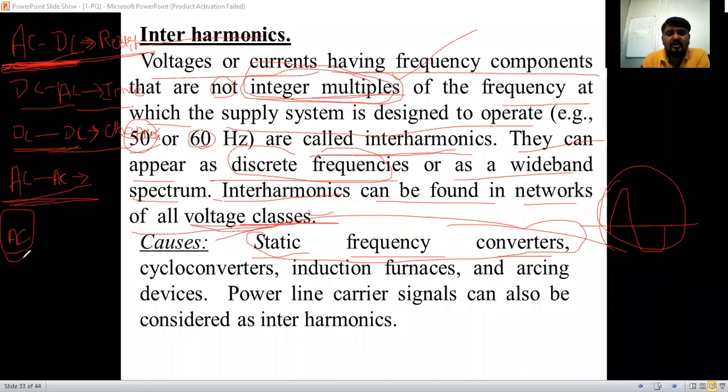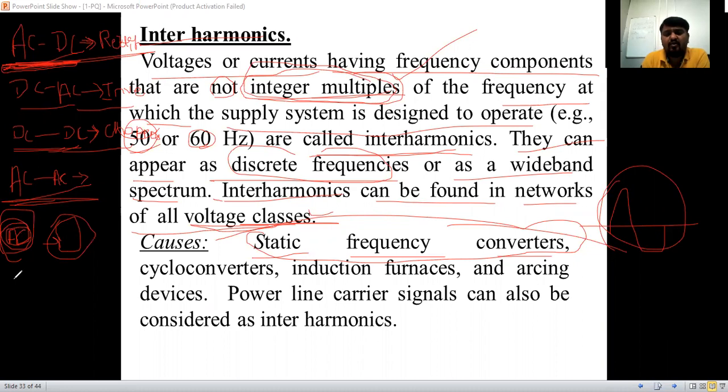What about voltage regulators? What will they do? Have you heard the name voltage regulators? Yes, sir. So it takes some input voltage, and the output it is going to maintain constant. That is also AC to AC. Actually, I don't know how many of you remember that one.